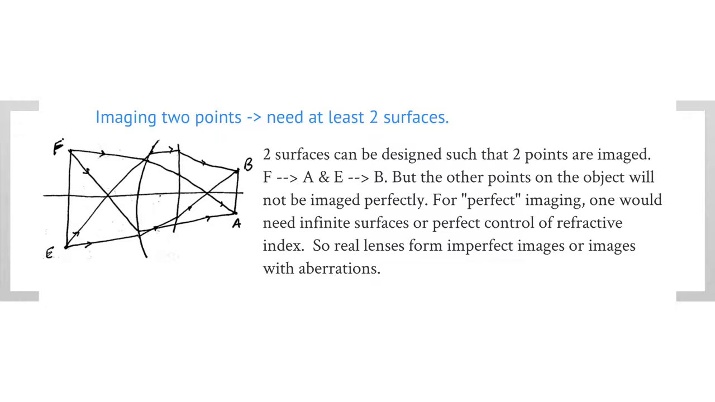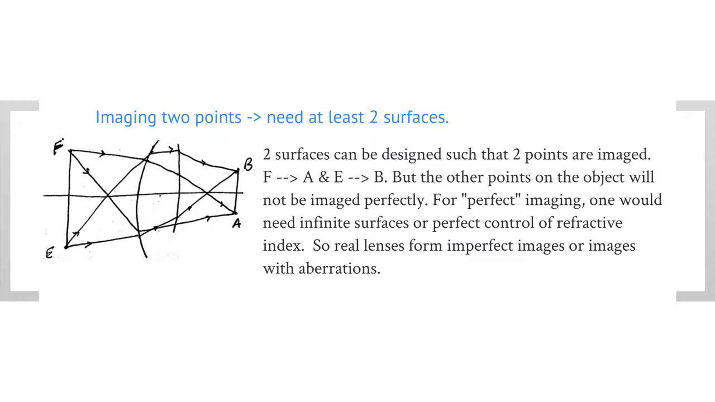So for imaging two points, in this example E and F, I need two surfaces. This is a very simple example where each ray refracts here and refracts there, so you have two points of refraction for every single ray. And you can show that this applies for each of those two points across the surface. The principle of how you design the surface is exactly the same: you draw a bunch of rays, look at where they intersect that surface, and tilt the surface until you get a particular angle, then tilt this surface to get the next angle, and so on and so forth.